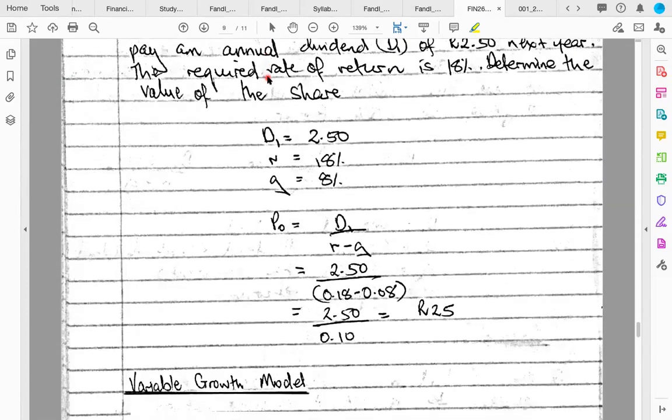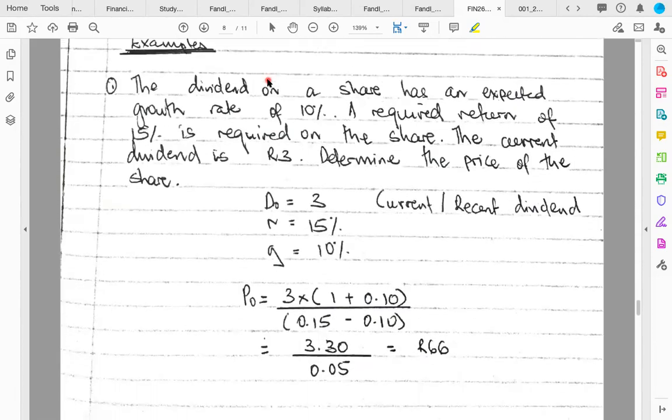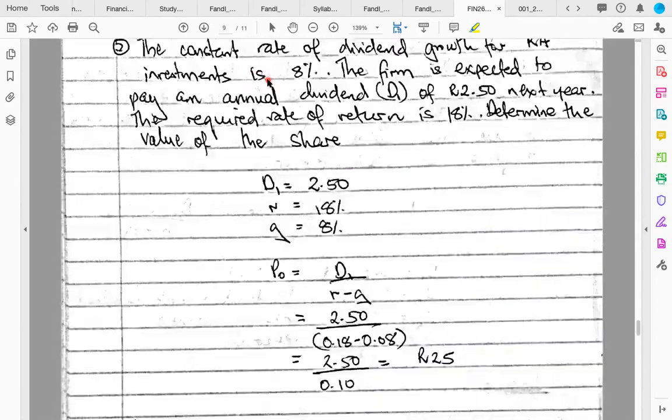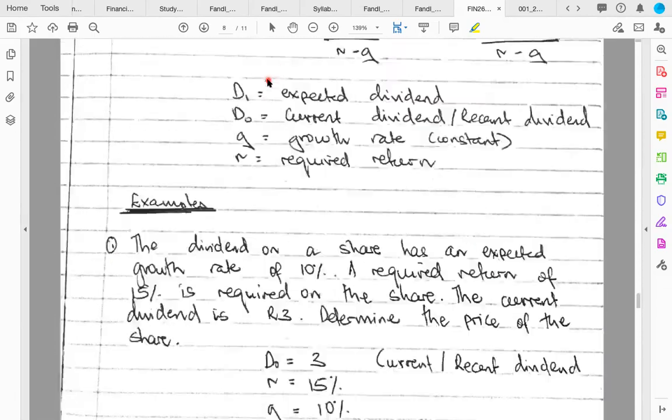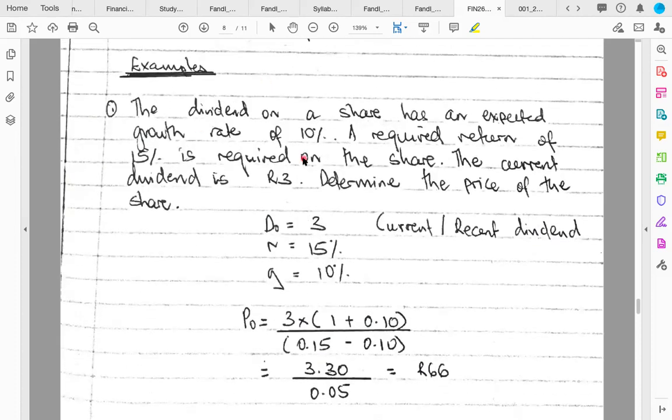So we can look at 2 examples just to illustrate this. So yeah, I'm just introducing this to you with some simple examples. The first example says the dividend on a share has an expected growth rate of 10%, a required rate of return of 15% on the share. The current dividend is 3 Rand. Determine the price of the share.